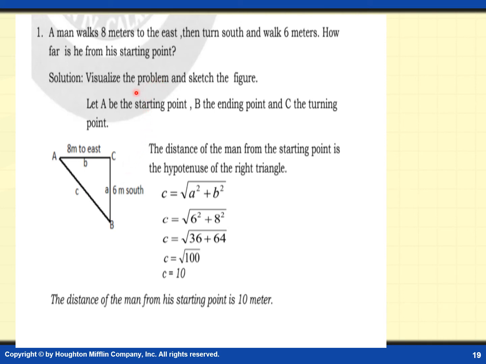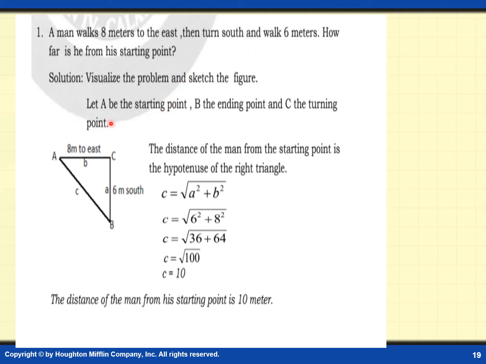So, solution, we need to visualize the problem and sketch the figure. So, as possible, you need to sketch the figure. Saan ba ang east natin? Saan ba ang west? Saan ba ang south? Saan ba ang north? So, dapat alam nyo po.